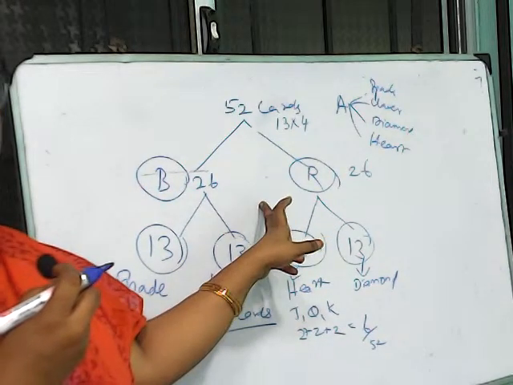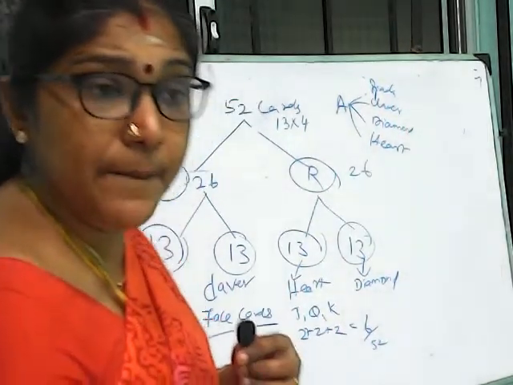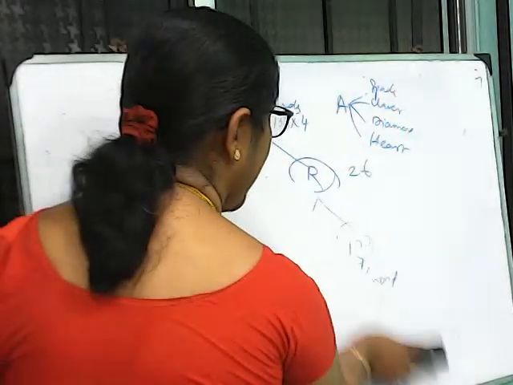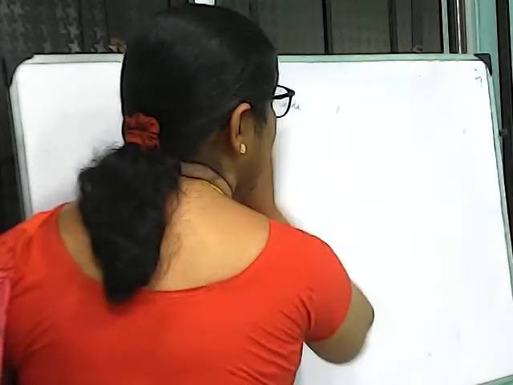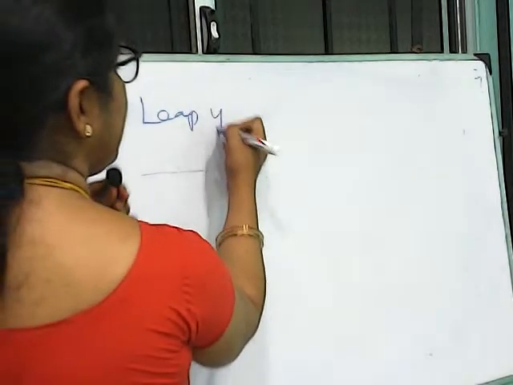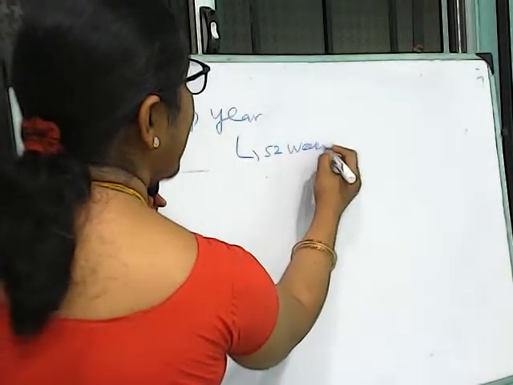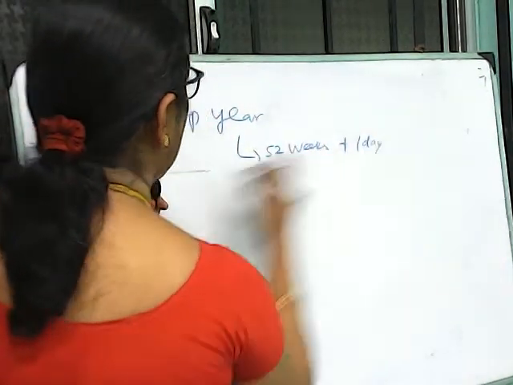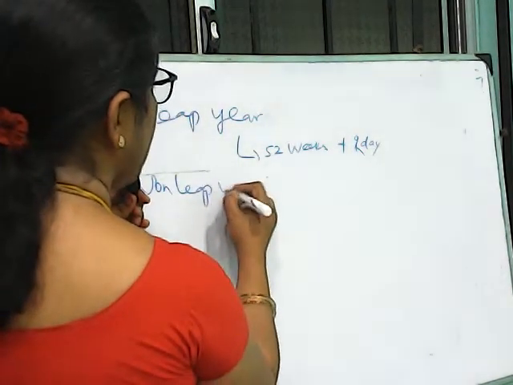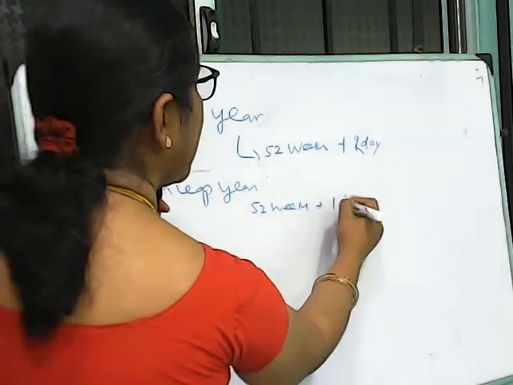So I think cards are understood. Coming to leap year, non leap year based problems. Of course you know, leap year means extra days. When we calculate, 52 weeks. In a leap year you will have 52 weeks and 1 day extra. No, I'm sorry, 2 days extra. If we take a non leap year, you will have the same 52 weeks, plus 1 day extra.